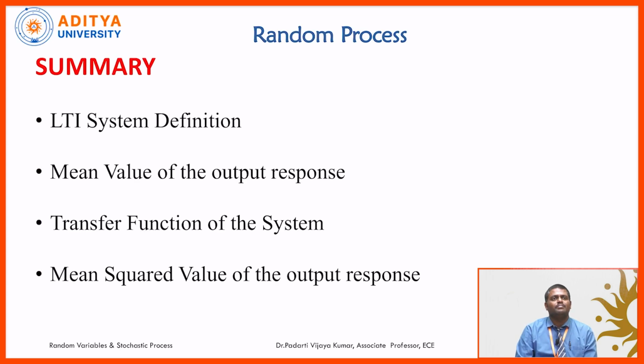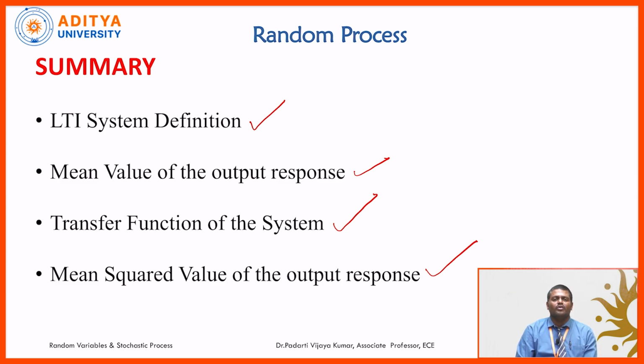So, coming to the summary, we have seen the definition of LTI system and temporal characteristics. We have seen mean value of the output response, and also we have seen how to compute the transfer function for a given system, and also we have seen mean square value of output response. In the next session, we will be seeing the spectral characteristics of random process. In all these sessions, we have seen the temporal characteristics.